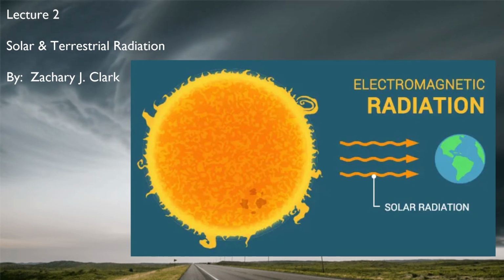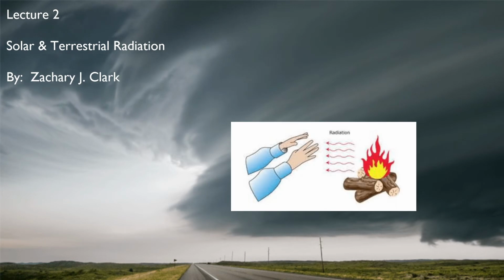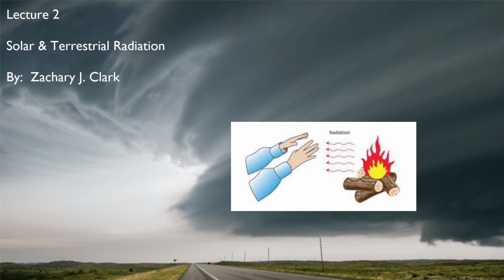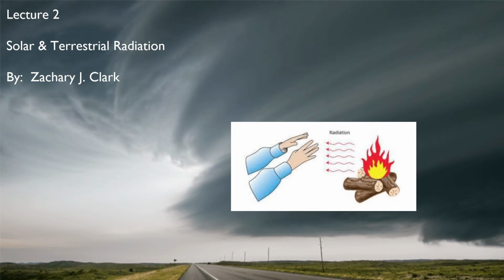The factors that influence the amount of solar radiation reaching the surface and the amount of radiation leaving Earth's surface include cloud droplets, humidity, temperature, atmospheric gases, aerosols, and the characteristics of the land and ocean surfaces. And all objects actually emit radiation. You can see here, this is a campfire. It releases radiation in the form of heat.